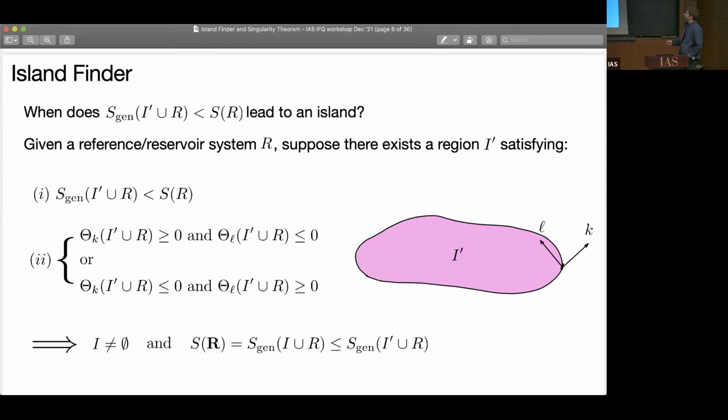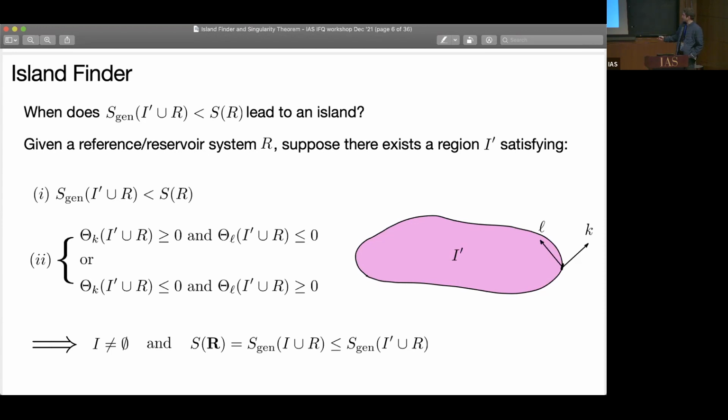And in addition, it satisfies these particular signs in its quantum expansion. So the quantum expansion of I prime union R is greater than or equal to 0, because theta K of I prime union R is greater than or equal to 0, and theta L is less than or equal to 0, or the opposite side.